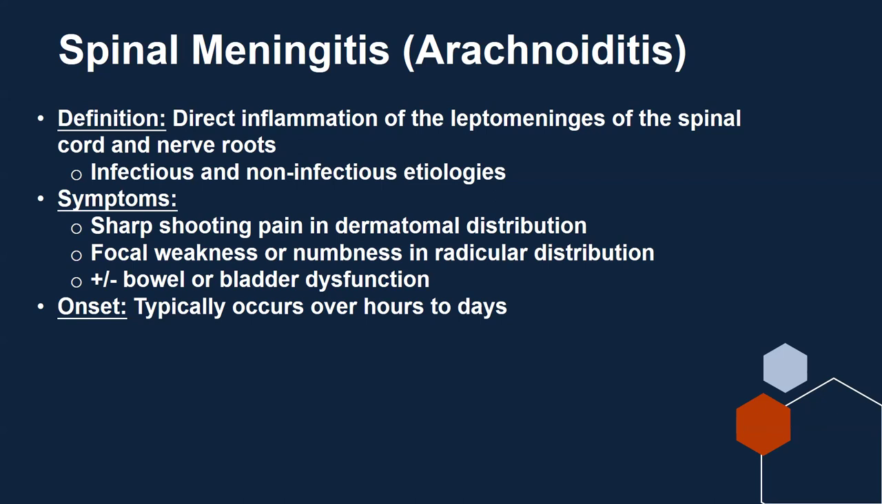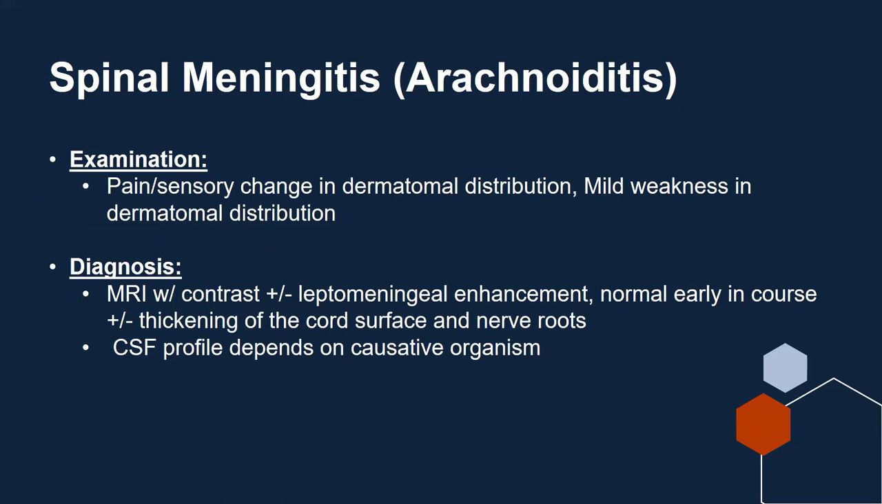Patients may present with a sharp shooting pain that follows a specific dermatomal distribution, and they may have focal weakness or numbness in a radicular distribution. They may or may not have bowel or bladder dysfunction, depending on the extent of disease, and typically it occurs over hours to days, but some presentations caused by TB, for example, can be more chronic in presentation. On exam, these patients may have pain or sensory changes in the dermatomal distribution and mild weakness in a dermatomal distribution as well.